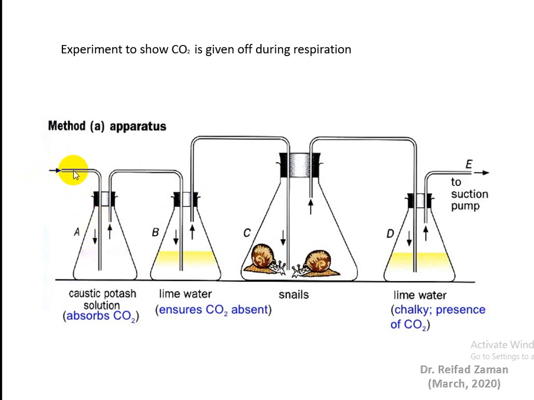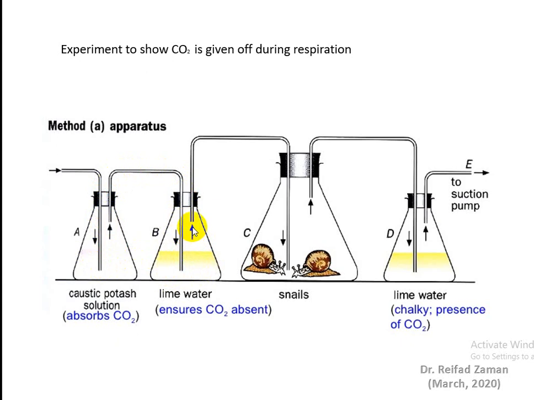So when atmospheric air enters through this chamber, all the carbon dioxide in the atmospheric air gets absorbed by the caustic potash. And then this filtered air enters into our first lime water chamber. Since all the carbon dioxide has been removed at this point, the air entering chamber B does not have any carbon dioxide, and the lime water in this chamber remains transparent or clear.